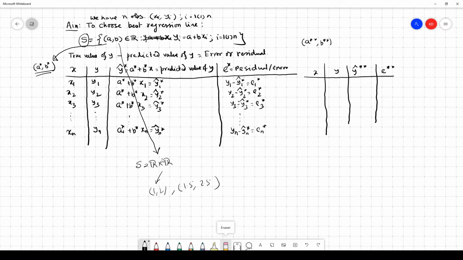Because y is a linear function, a plus b xi, a and b belong to minus infinity to plus infinity. You can give any real value of a, b. That's why I'm telling you that you can get an infinite number of regression lines. Yes or no?